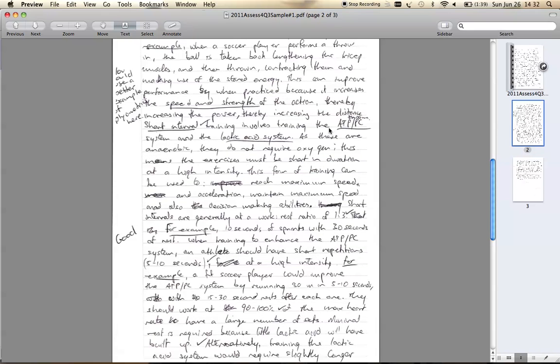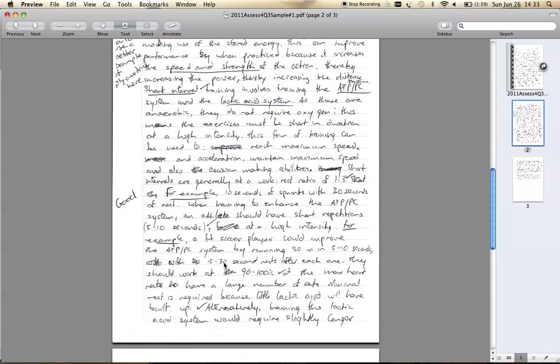He's aware that it's not just one system, it's ATP, PC and the lactic acid system, so obviously there's going to be different time frames that you work for, but the principle of this is that you're training as close to your max as possible, and he's saying here that there's a work-rest ratio of 1 to 3, and he's explained what that actually means, and he's given a little example here of a soccer player trying to improve his ATP-PC system, which is very good.